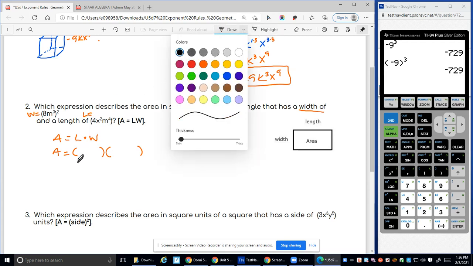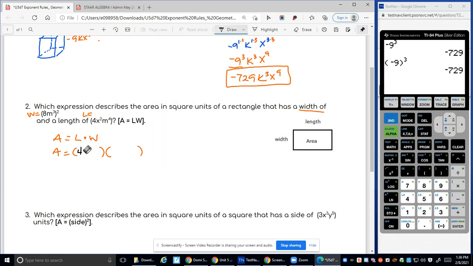L again is 4x to the second power m to the fourth, okay? And here I have all of that. So I'm going to write all of that. I'm going to include that. M to the third, and then to the second. Okay?